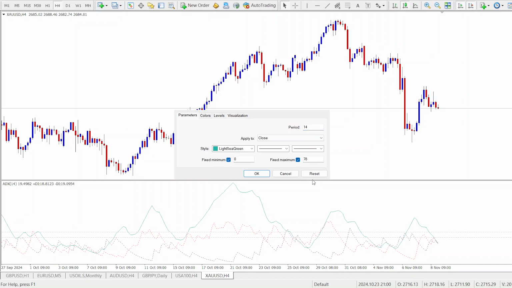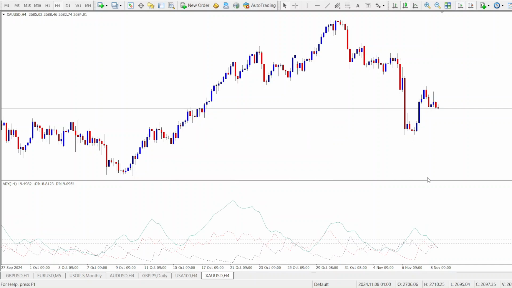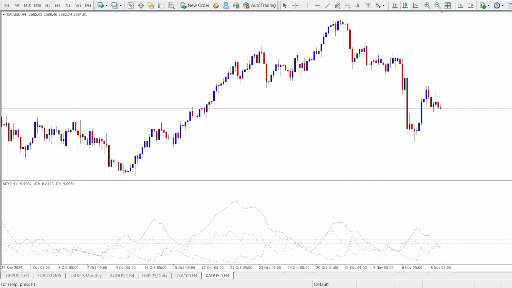let's just have this as fixed maximum and fixed minimum. All right, so you can find the ADX ranging between 0 and 100. Okay, if the ADX is below 20 or 25, it indicates a weak trend or a flat market. If the ADX is between 25 and 30, the trend is getting stronger, and when you have the ADX above the 30 level, it shows a strong trend, one worth paying attention to.